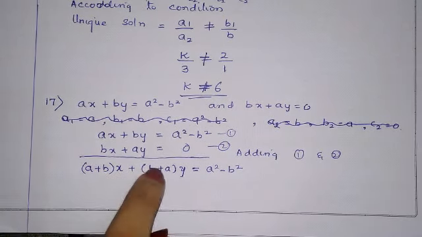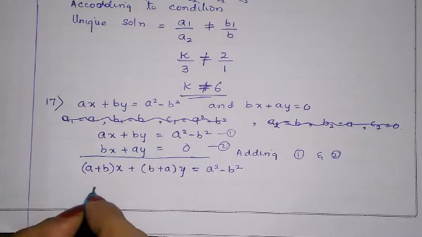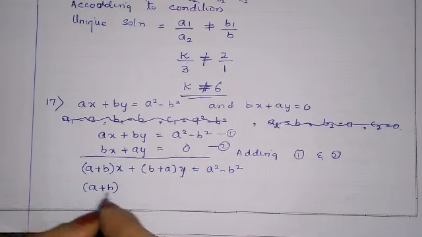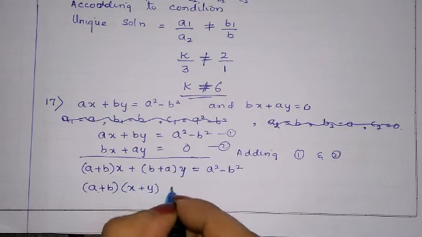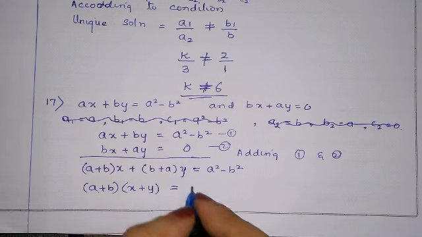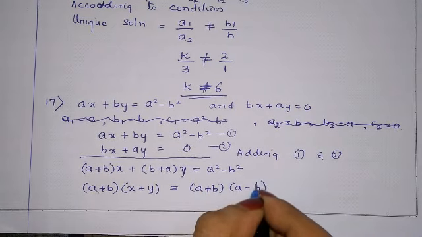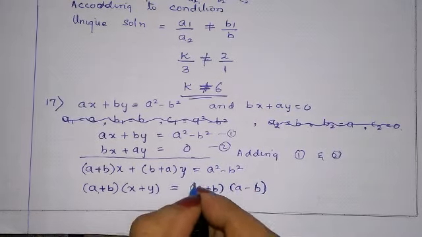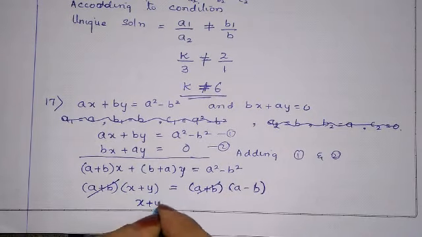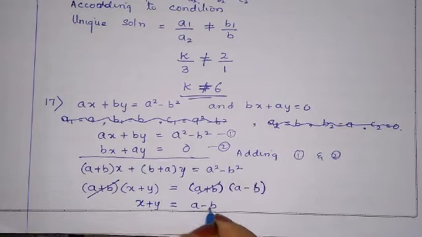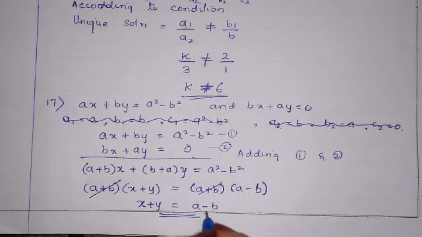Now we can see on this side a plus b is common. I'll take it outside. What is left? x left, and y left. On this side, the formula for a square minus b square is a plus b into a minus b. So they are in multiplication, right? So we can easily cancel. a plus b gets cancelled. So the value of x plus y is nothing but a minus b. They have asked to find the value of x plus y, and we got the value of x plus y as a minus b.